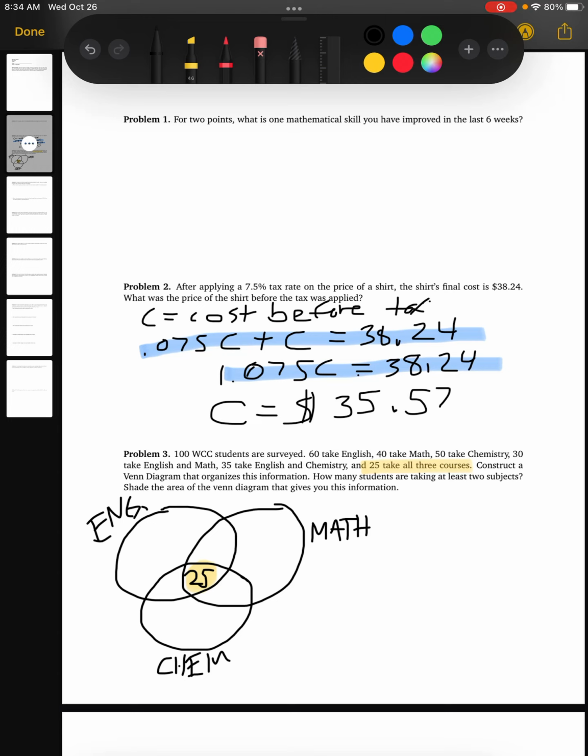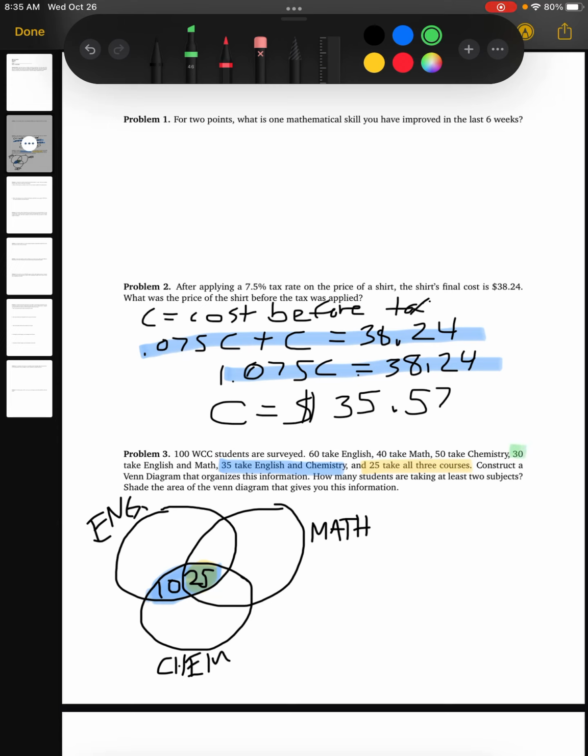We know 25 students take all 3 courses. And we know 35 students take English and chemistry. So if I look at the part of the Venn diagram that talks about English and chemistry, that's here, right? There's already 25 people that I've written down because they're taking all 3 classes, English, math, and chemistry. So to hit that 35 number, that means there have to be 10 people here who are just taking English and chemistry, but they're not taking math. So there's 10 people who are taking just English and chemistry, 25 people who are taking English and math and chemistry, and that gives us the total of 35 that take English and chemistry.